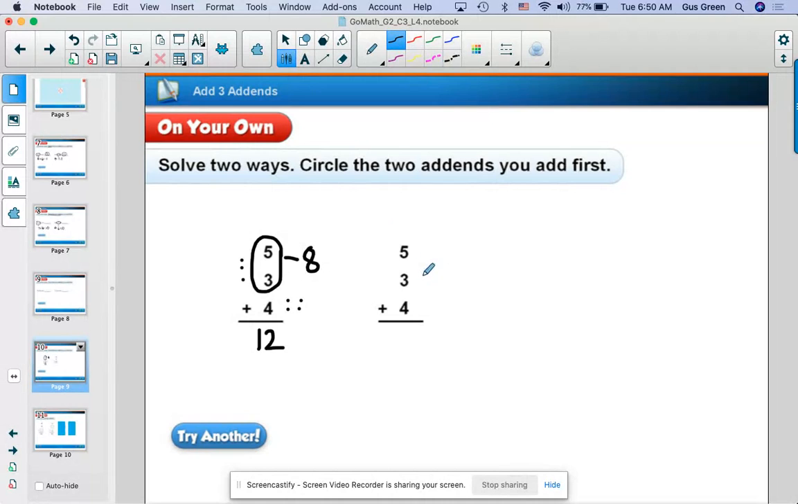But in the second example, let's add the last two numbers. 3 plus 4 is 7, plus 5 more, 8, 9, 10, 11, 12. Doesn't matter the order that we add them, the answer stays the same.